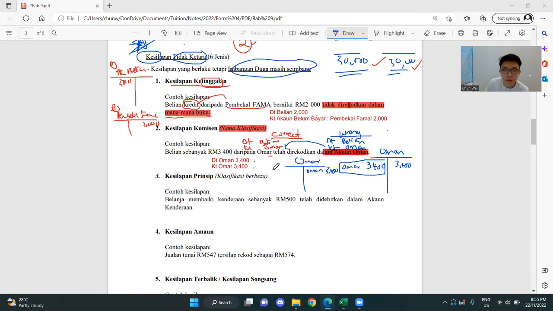Okay, so now next to kesilapan prinsip. Okay, now you can see that the kesilapan prinsip is almost the same thing. So you see, belanja membaiki kenderaan sebanyak RM500 telah didebitkan dalam akaun kenderaan. It's almost the same thing. Like this one, belian daripada siapa telah direkodkan dalam mana? Another wrong account. You may think, the same.